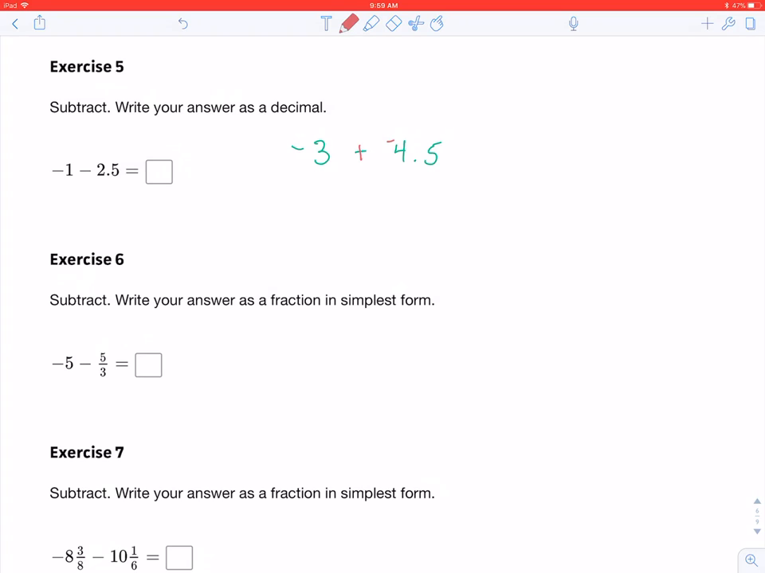So that's like $3 plus $4.50 is going to give me $7.50. But because this is negative, it'll be a negative $7.50. So we're in debt $7.50.